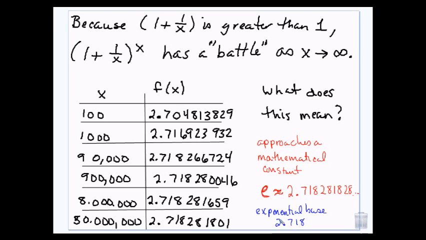So you know how we use 3.14 for pi, even though pi is much, much longer than 3.14 because it goes on forever? We use 2.718 or even just 2.7 for e, because e is 2.718, 2818, 2818 forever. So we just use this part of it.